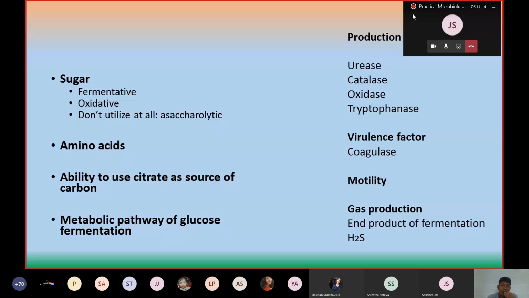Motility, whether a bacteria is motile or not. Gas production, or end product of fermentation. At the end, fermentation will lead to gas production or not. Usually after fermentation, gas is produced, but for certain bacteria, their fermentation will not lead to production of gas. H2S production, whether they are able to produce H2S or not.